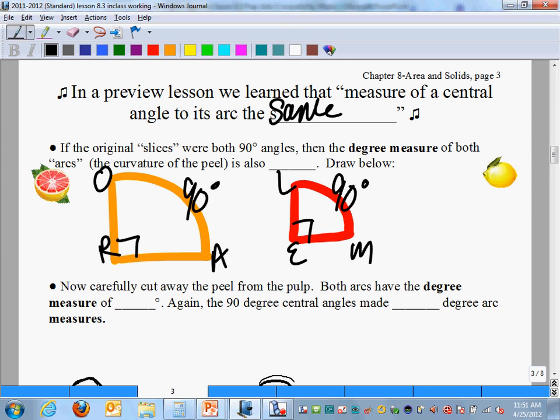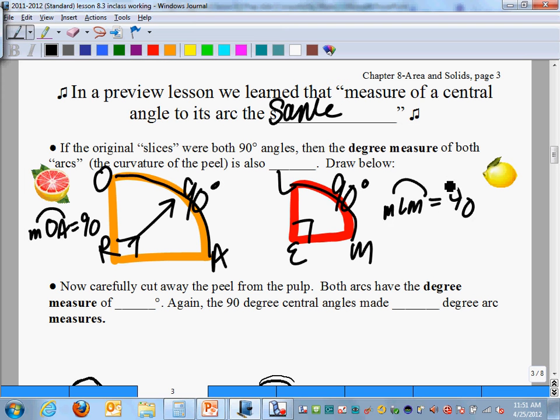Alrighty, guys. So here's your wedges. They're both 90 degrees. Okay, so we can go like this, right? The measure of OA, the arc, is 90, because measure of a central angle to its arc the same. And the measure of LM, the arc, is also 90 degrees. Put those measures on there, please.